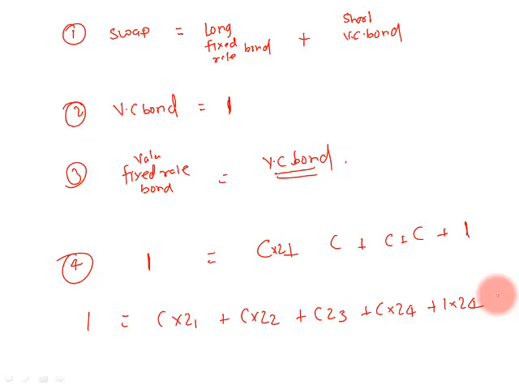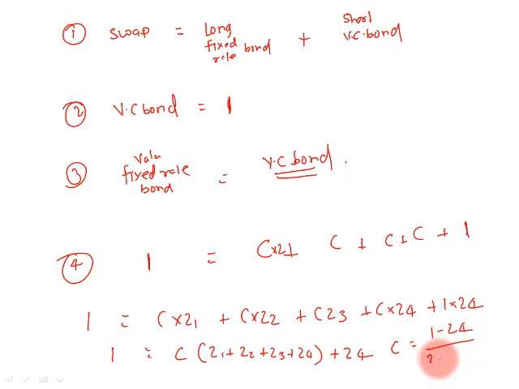We take the C common first. So 1 is equal to C times (Z1 plus Z2 plus Z3 plus Z4) plus Z4. Z4 shifts here and this goes in the denominator. So C is equal to (1 minus Z4) divided by (Z1 plus Z2 plus Z3 plus Z4). This is how that fixed coupon is derived, so that the value of fixed coupon bond and floating coupon bond is the same, so that the value of swap at inception is 0 to both the parties.